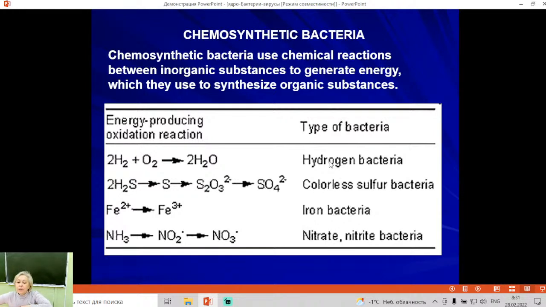Chemosynthetic bacteria use chemical reactions between inorganic substances to generate energy, which they use to synthesize organic substances. On this slide, you see types of chemosynthetic bacteria. Hydrogen bacteria use this reaction to generate energy to synthesize organic substances. Colorless sulfur bacteria, iron bacteria, nitrite, nitrate bacteria.